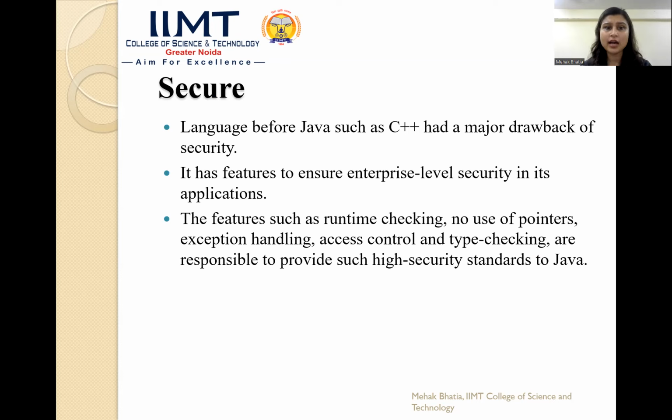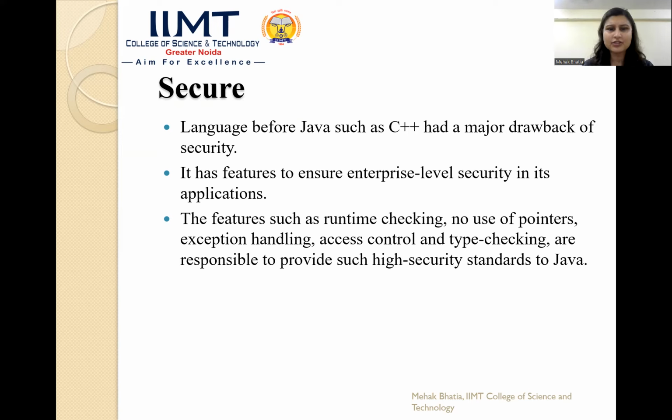Now, the next feature after object-oriented is secure. Java is a very secure language. Languages before Java, such as C++, had a major drawback of security. Java has features to ensure enterprise-level security in its applications. Features such as runtime checking, no use of pointers, exception handling, access control, and type checking are responsible for providing high security standards to Java.